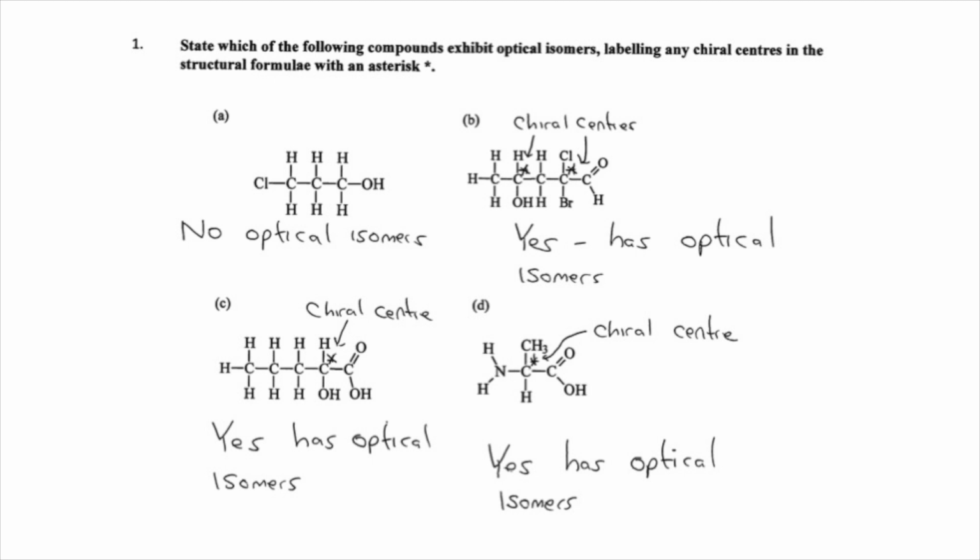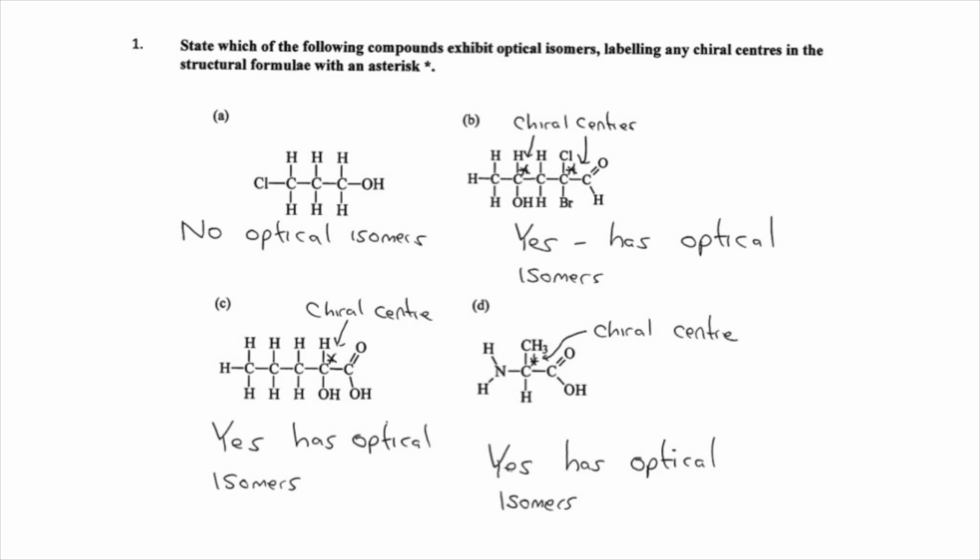So this first question is asking you to state which of the following compounds exhibit optical isomers, and it's asking you to label any chiral centers in the structural formulae with an asterisk. So if we look at compound A, there are no carbons there that are attached to 4 different groups, so that has no optical isomers. Compound B, we have 2 carbons in that molecule, the second one and the fourth one, that have 4 different groups attached. So there are 2 chiral centers, so that does have optical isomers.